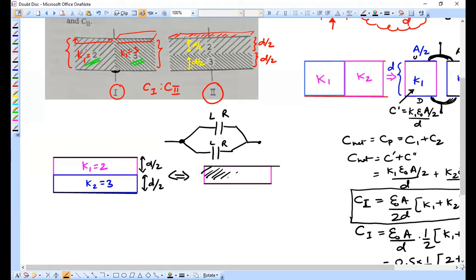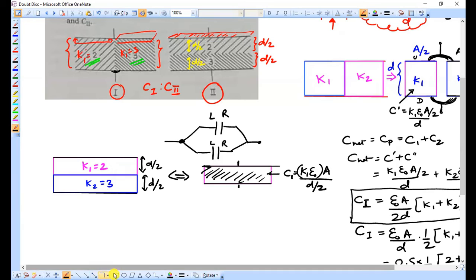The entire space of this capacitor is filled by a medium having dielectric constant K1. So the capacitance of this capacitor can now be written as C dash. Yes, C1 is equal to K1 epsilon naught, that's the dielectric constant of the medium. Now the area A is completely occupied by this dielectric, but the distance that it occupies is only d by 2. That becomes the capacitance of this capacitor C1.